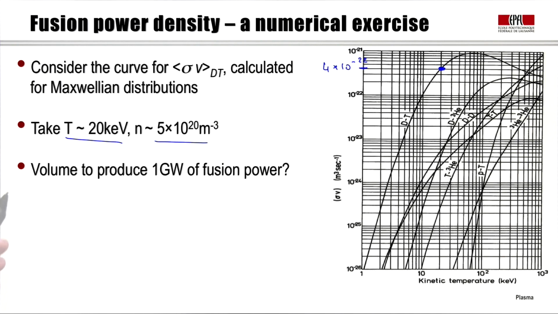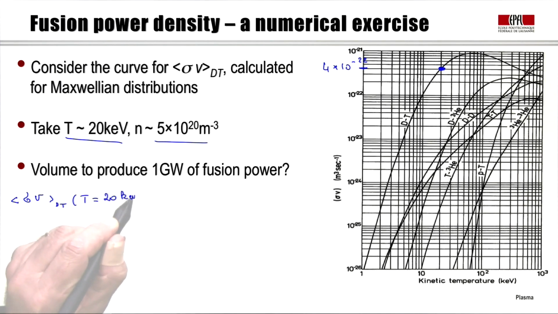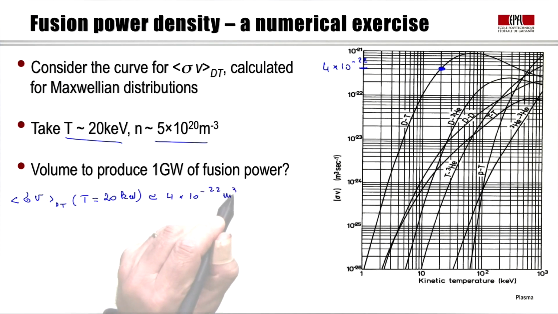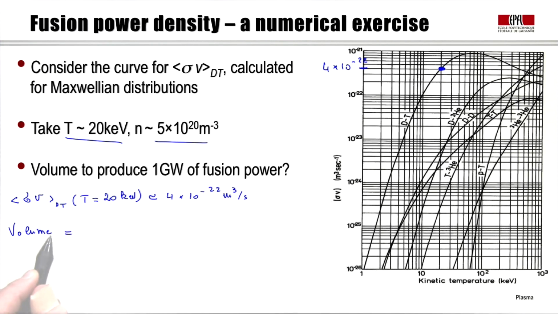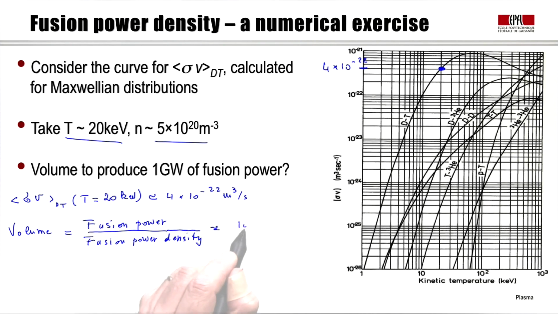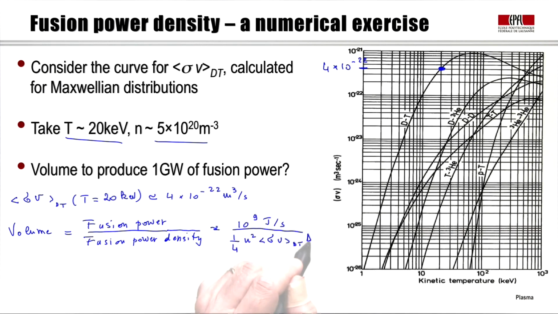To calculate that, we take this value that we have just identified graphically for the sigma V for DT at 20 keV of temperature. We have said that that is about 4 times 10 to the minus 22 meter to the third per second. And we can then evaluate the volume, which is the fusion power divided by the fusion power density. We have chosen a reactor that produces 1 gigawatt of fusion power, so that's 10 to the 9 joule per second. And of course, we have to divide that by the fusion power density. That's given by the expression we have considered before.